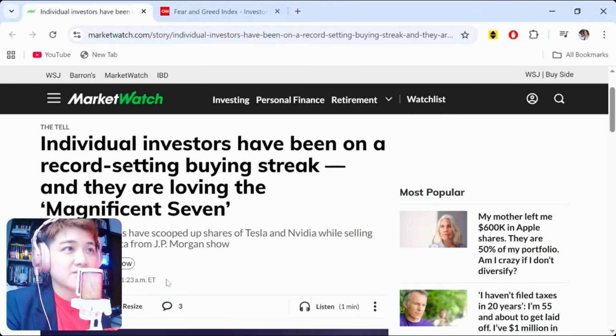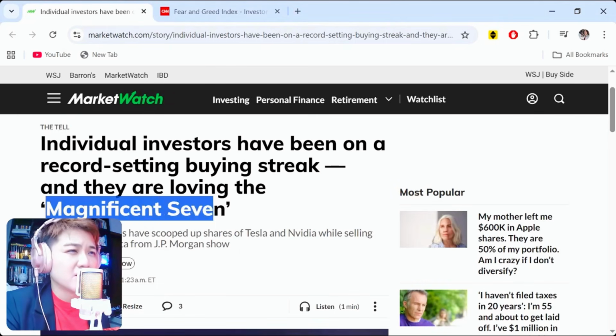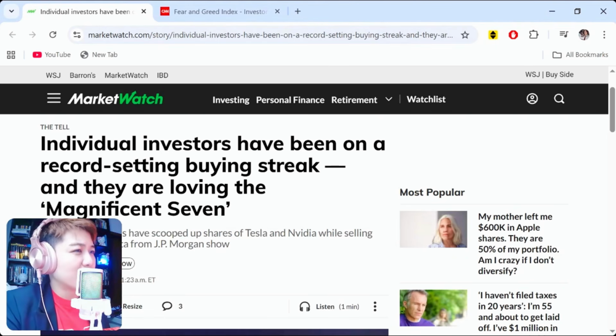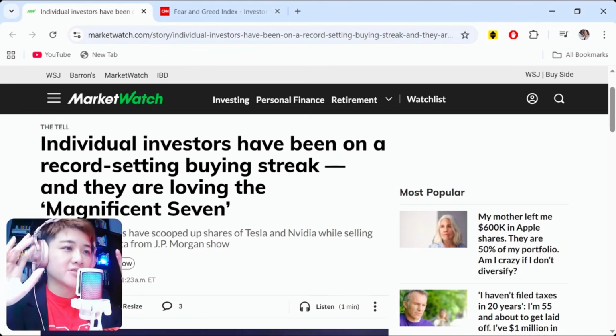Not surprising, right? Individual investors have been on a record setting buying streak. They are loving the Magnificent Seven. Now, you go to Facebook, Instagram, TikTok, it's like everybody is making money, even influencers who are not even traders, investors. Suddenly, they are talking about stocks, talking about gold, financial markets. Then you know. And I've been doing some research as to which kind of influencer are making money. You'll be surprised. And how many hours do they study a week? 2 hours.